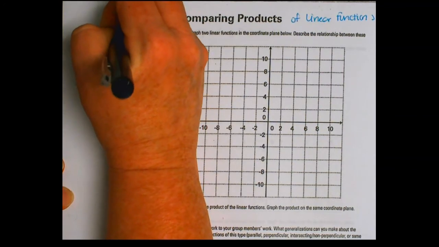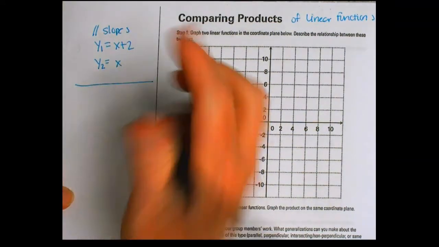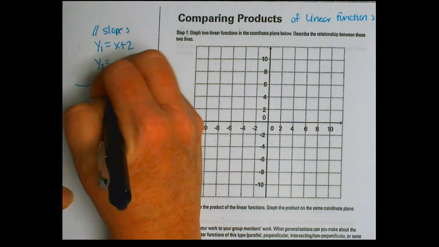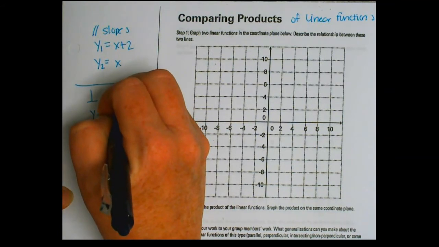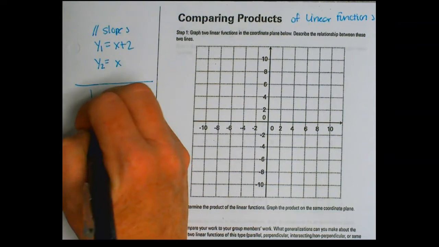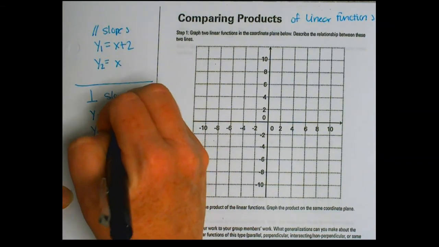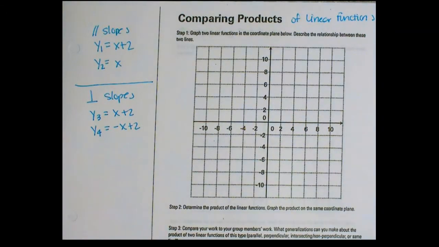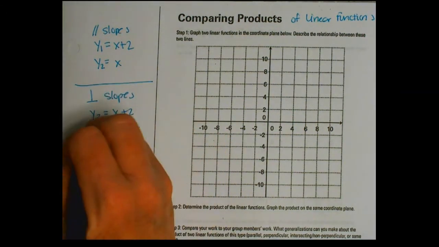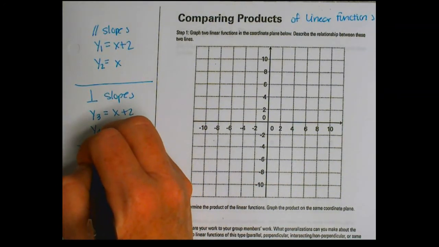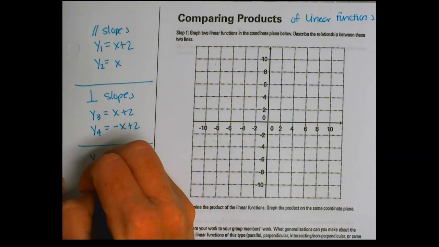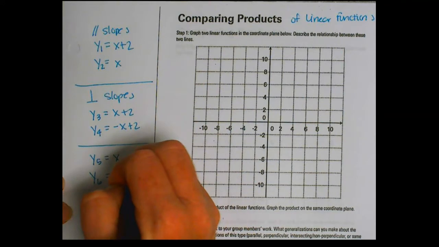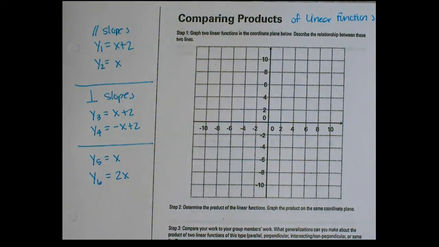Okay, so in my example, I have parallel slopes, but different y-intercepts. Hopefully, some of you have come up with perpendicular slopes. You could come up with y3 equals x plus 2, and y4 equals negative x plus 2. That would be perpendicular slopes. Maybe you come up with two completely random lines. So maybe you come up with x and 2x. So two different kinds of lines.